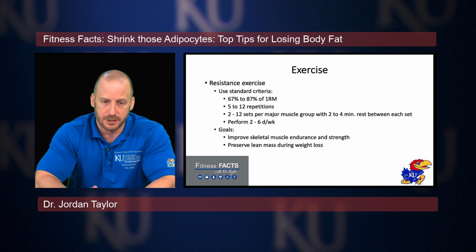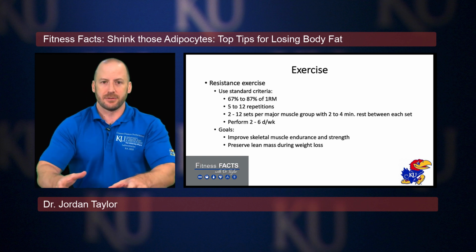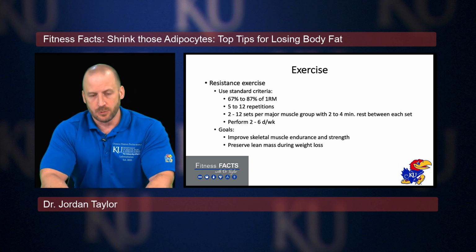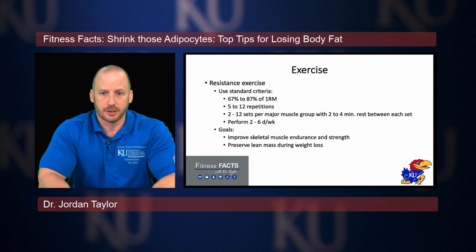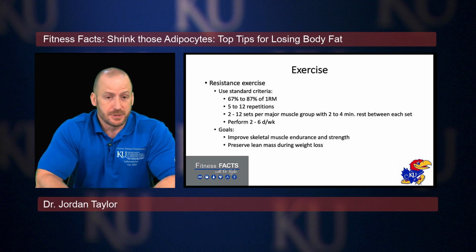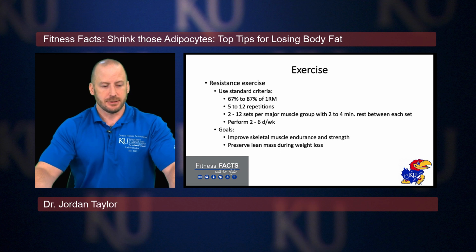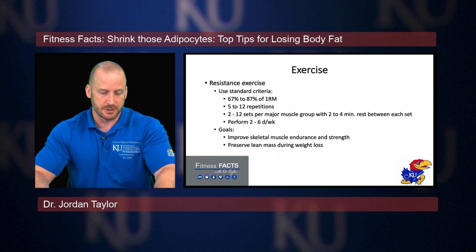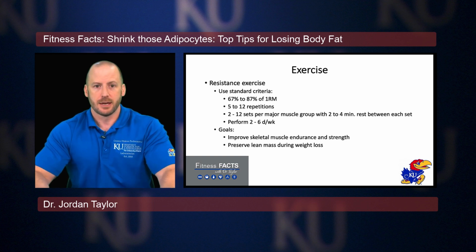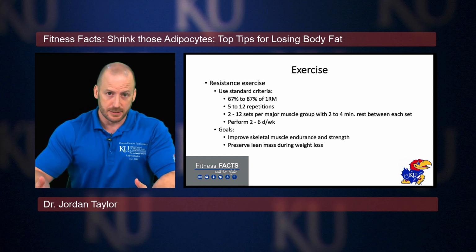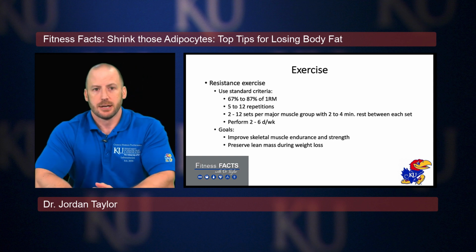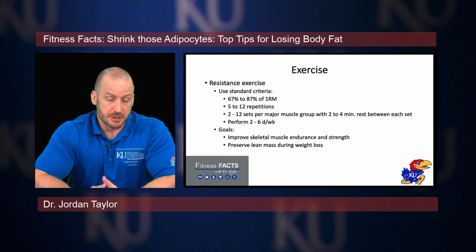So you find a weight that's about 67 to 87% of that, which is generally going to be a load that you can lift somewhere between 5 to 12 times, all right? Do 2 to 12 sets per major muscle group. That's a big range because, if you've never resistance trained before, you'd want to start on the lower end, maybe 2 to 3 sets per muscle group. If you're somebody that does a lot of training, right, you're well trained, you probably need to do 10 or 12 sets per muscle group each session, okay?